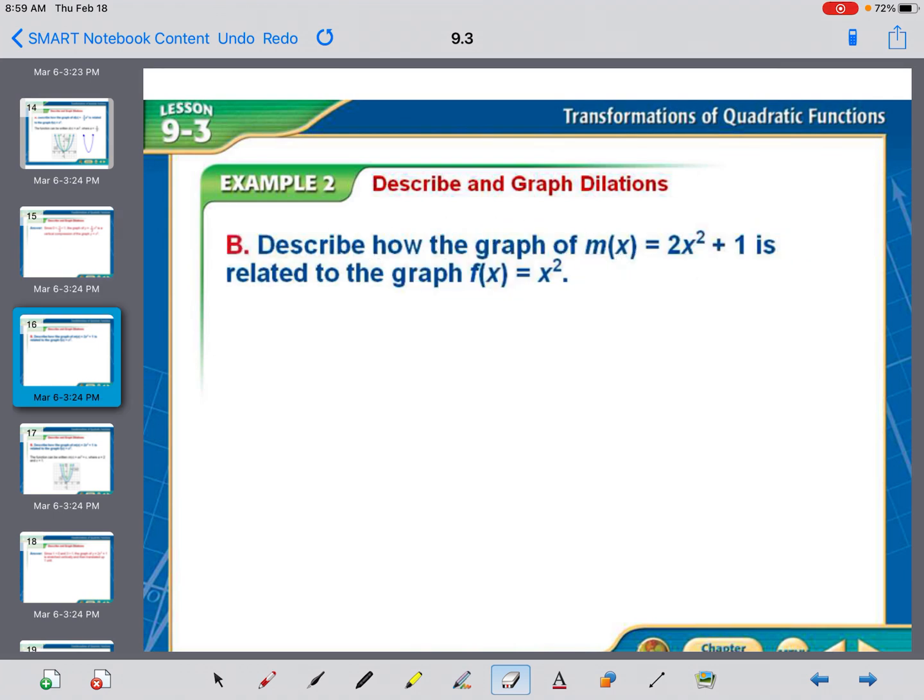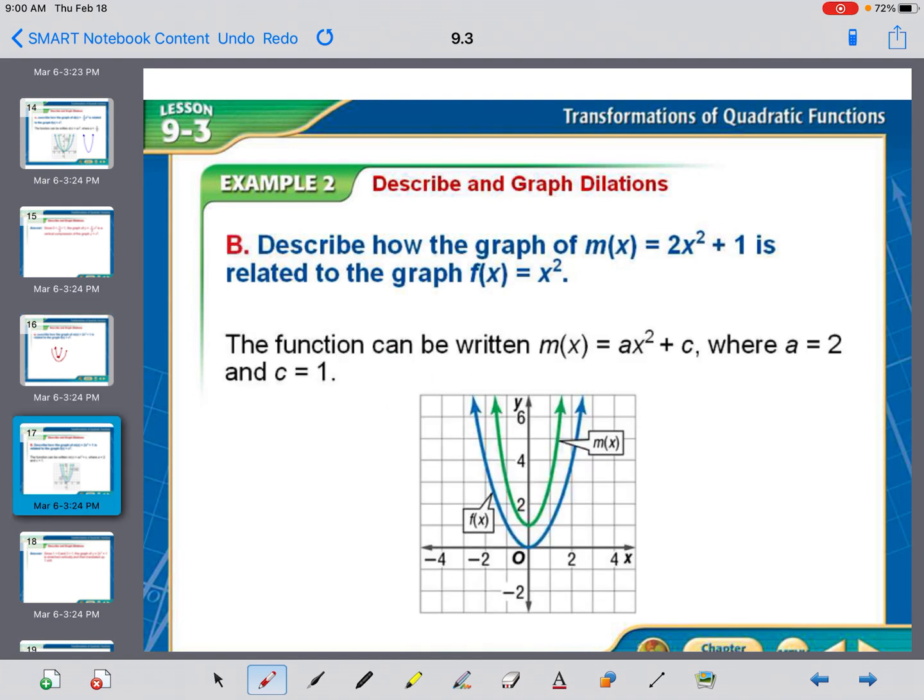Okay, now it says describe how this graph is related to the original or basic. Well, two things are going to happen here. You've got a plus 1, which moves it up 1. And then you got a times 2, which makes it go up faster. So I'm just going to say if this is the original, then it's going to go up 2. And instead of having that same exact pitch, it's going to go up faster.